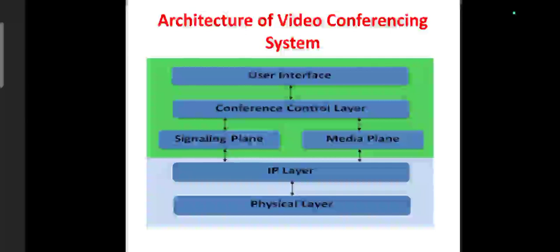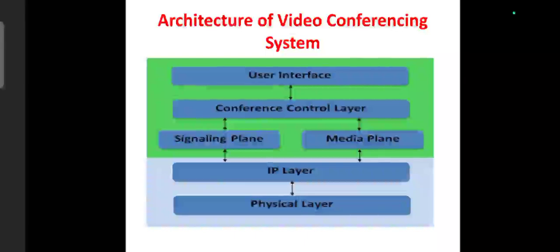The architecture of a video conferencing system can be viewed as a layered structure. The first layer is the user interface layer. It provides a connection between users and the underlying communication infrastructure. The second layer is the conference control layer. This layer manages resources, packet routing, conference scheduling, and control functions.